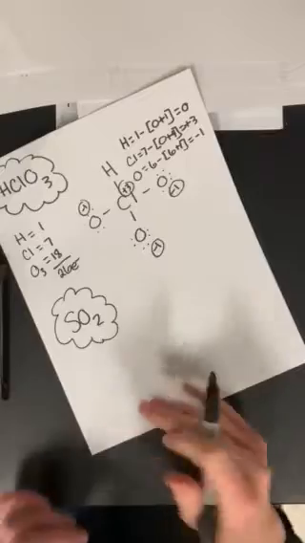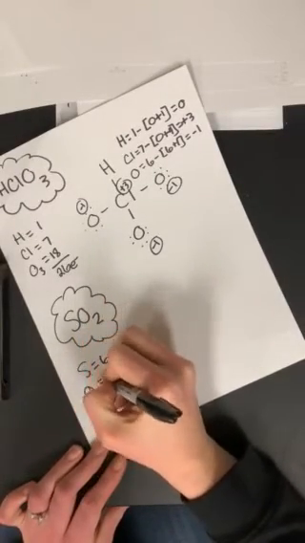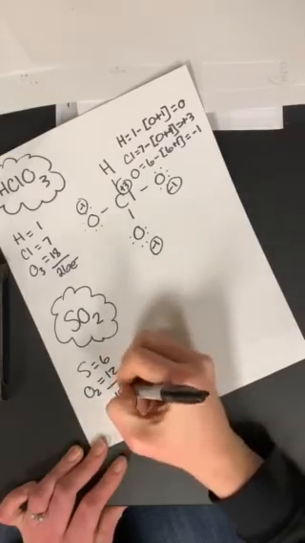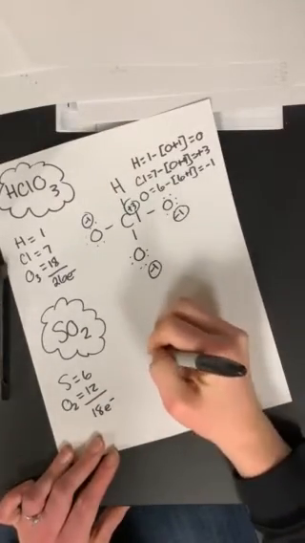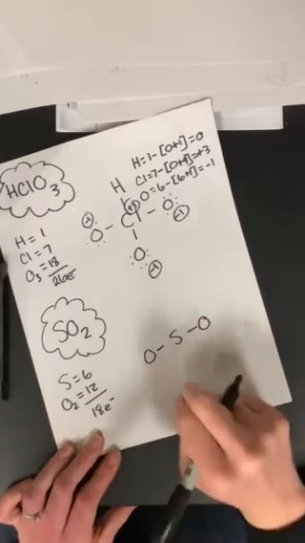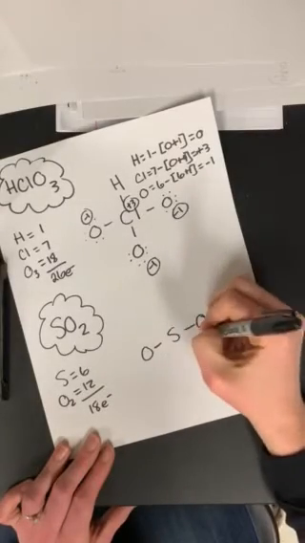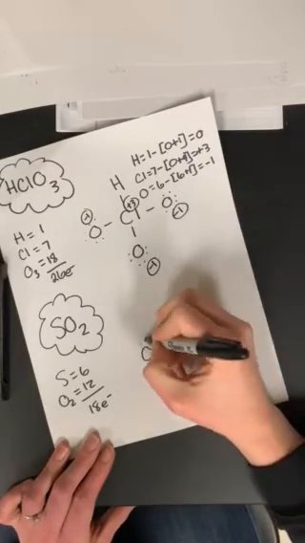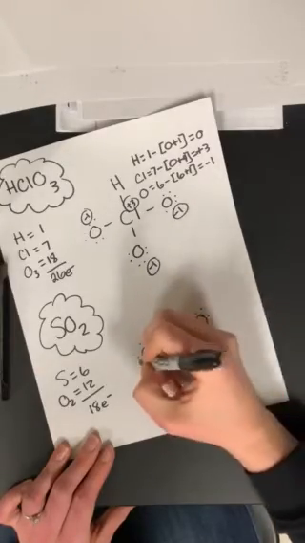One more, last, save the best for last here. Add up your valence electrons. S is 6, O is 6, and there are 2 of them. Total of 18 electrons. Sulfur is going to go in the middle because there's only 1 of them. We got 2, 4 electrons tied up in bonds, so we're going to continue to add until we get to 18. 2, 4, 6, 8, 10, 12, 14, 16, 18.